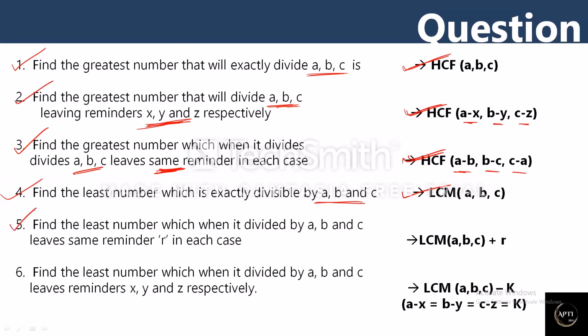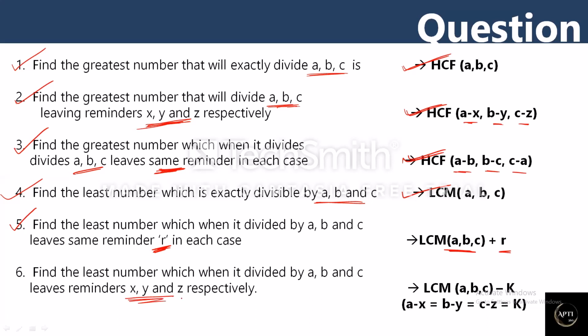Now the fifth one: find the least number which, when divided by A, B, C, leaves the same remainder. Here the LCM application is more important. When it is the same remainder, just calculate the LCM of the given numbers plus the remainder. That will give your answer. For further questions, when we are solving them, I will explain these applications clearly with an example. As of now, you just remember these 6 applications. What if there are 3 different remainders? That is the 6th application.